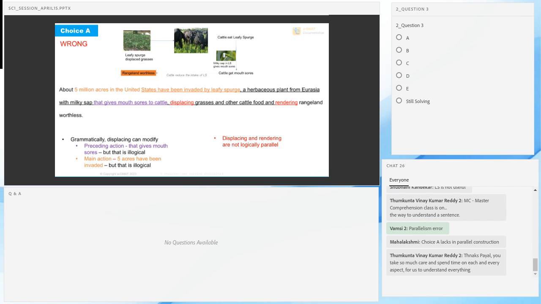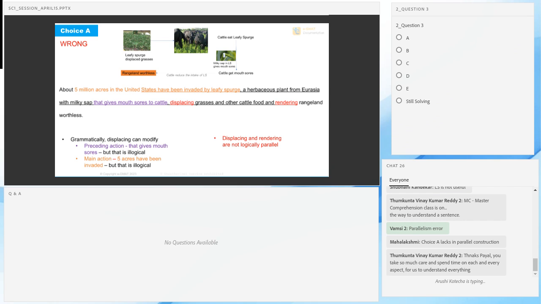Okay, so displacing and rendering. Displacing and rendering are not logically parallel. Why? Because rendering is the result. Displacing is what the leafy spurge has done, right? But rendering is the result of that. And again, you know that because you've understood the entire sentence. That's why choice A is wrong.